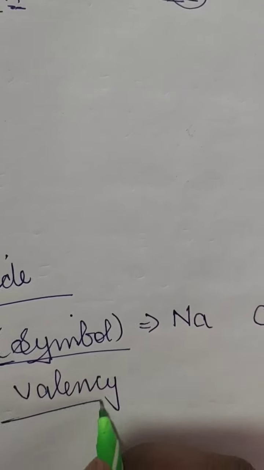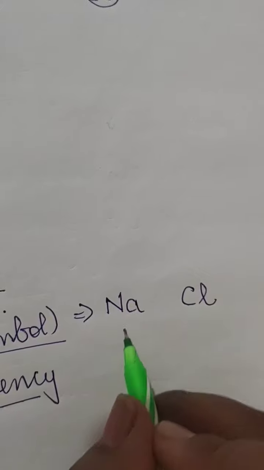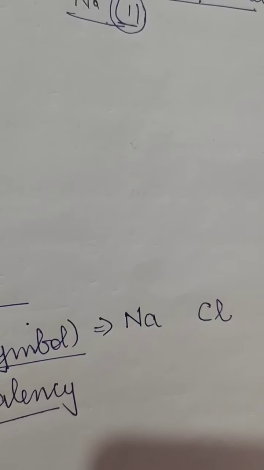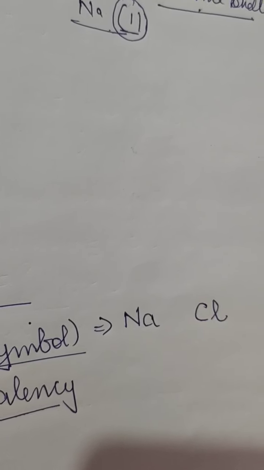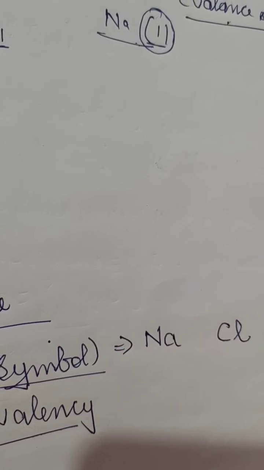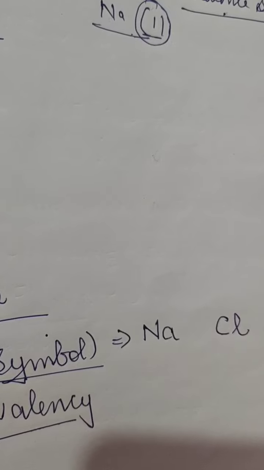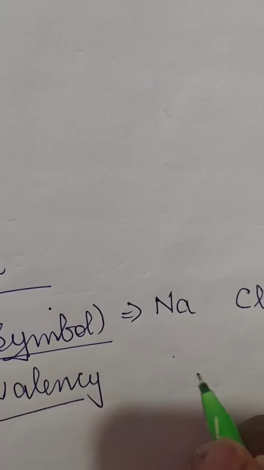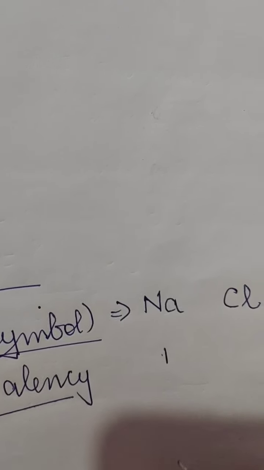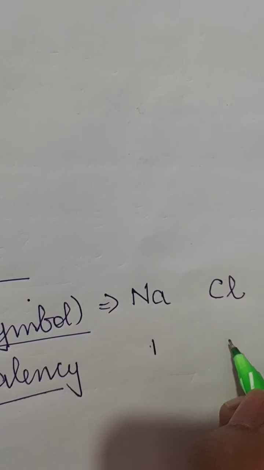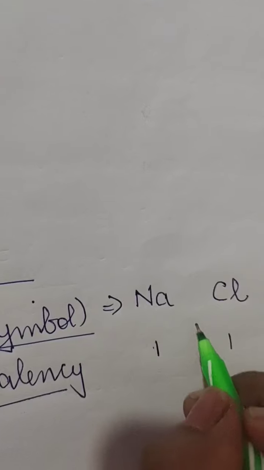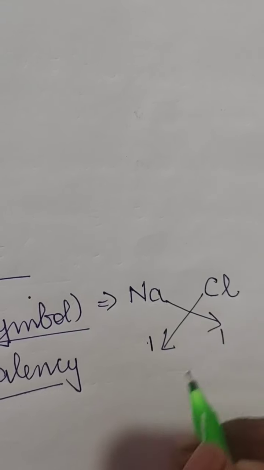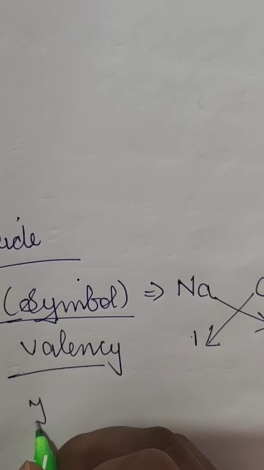So valency, you should learn the valency of all the elements which have been given in your NCERT book. I have already mentioned those elements and those valencies and atomic numbers and atomic masses. Everything I have told you already. So now the valency of sodium is 1, and the valency of chlorine is also 1. So this is how it happens. It will cross link.